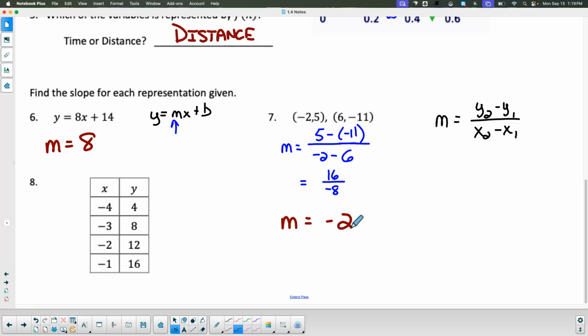In a table, how do I find my slope? We could choose 2 coordinates and do what we just did in that last one. 100% we could. Okay? We could take two points that are on it, we could 100%. What's the other way in a table?